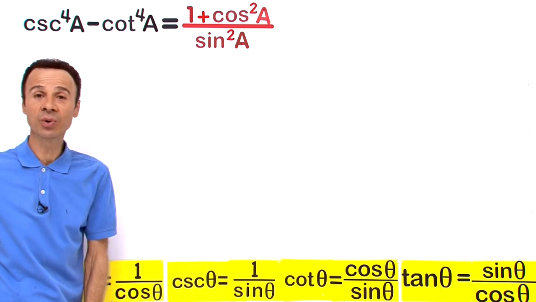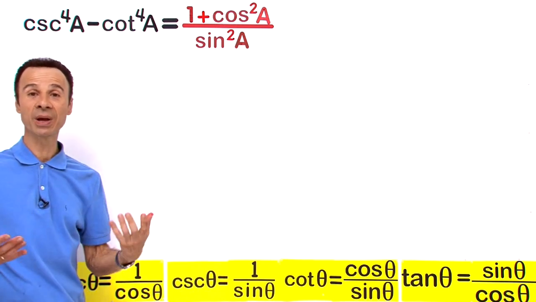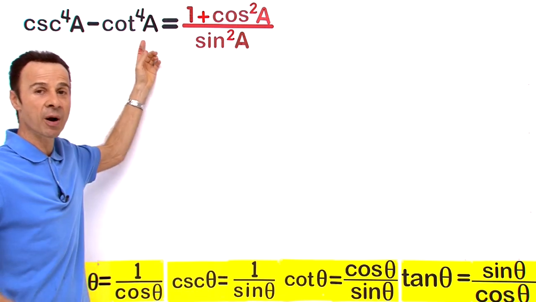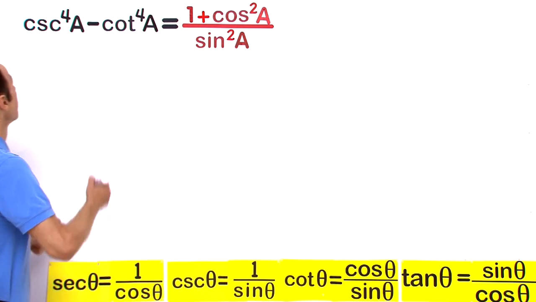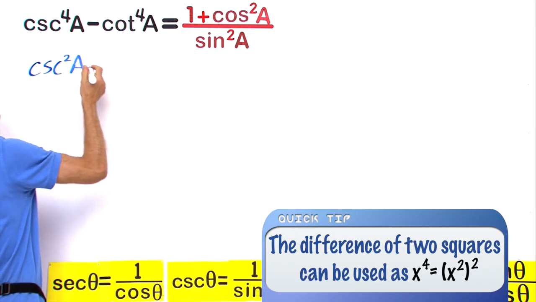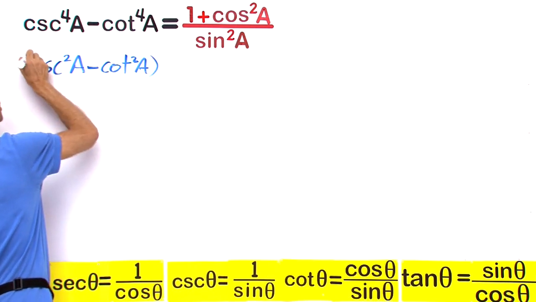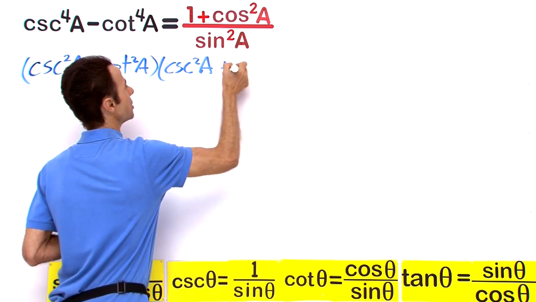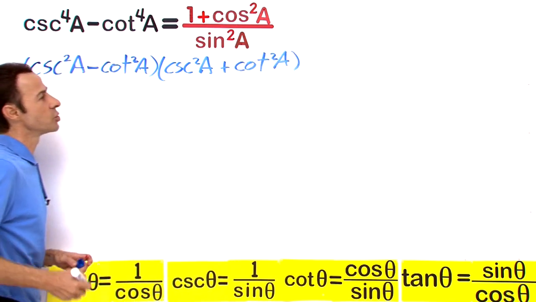One pattern I'd like to use that we use a lot in algebra is the pattern of a difference of two squares when we factor and when we expand. However, you might notice we have the power of 4. Now we can square root the power of 4 and it can turn to the power of 2. So we can do something like this. We could have cosec squared a minus cotangent squared a, and multiply that by cosec squared a plus cotangent squared a. Now that's a difference of two squares.